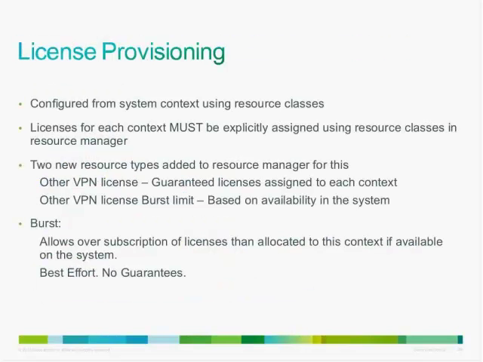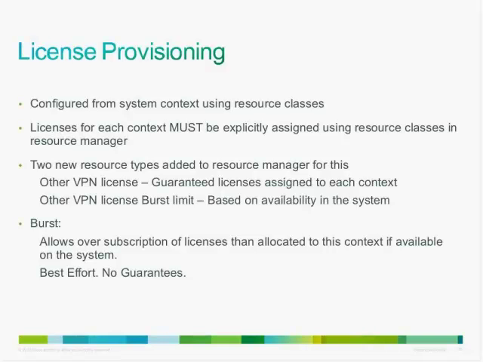Now, just to highlight a bit on how the licensing is going to work. I'm sure you guys have a lot of questions on how it's going to work with this new multi-context support. The license is configured on the system context, and it is allocated from the system context using resource classes. Now, you must allocate licenses from the resource class on the system context to the context that you want to have VPN usage with.